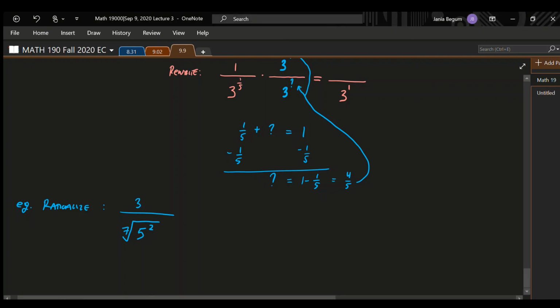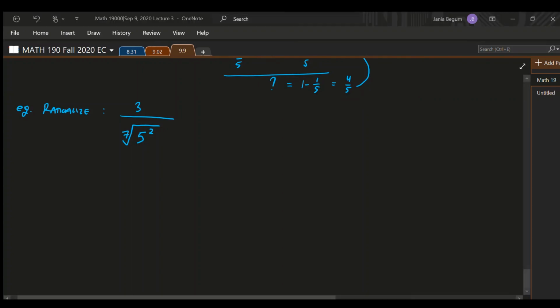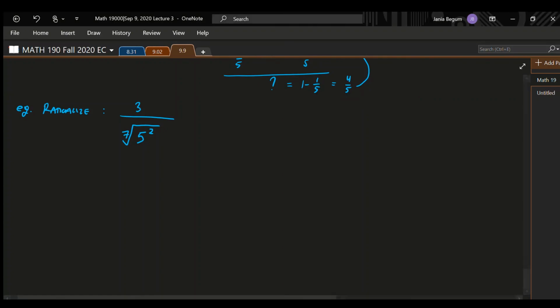Okay, so I'm coming back to this problem. Now this one, you want to rewrite it in exponential form. I think it's easier that way. So let's rewrite. So we have 3 over 5 to the what power? Who can tell me?